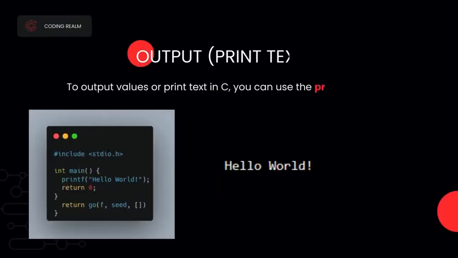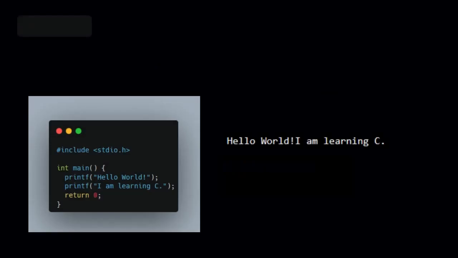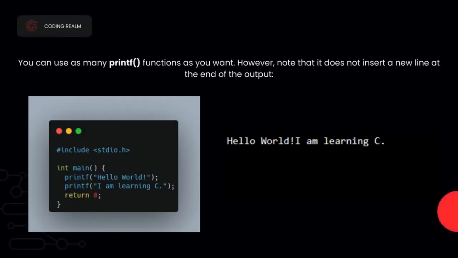Now, how to print text on the screen? To output values or print text in C, you can use the printf function. My goal in this program is to print Hello World on the screen. To print this message, I use the printf function in line 4. And this is the output after running my program. You can use as many printf functions as you want. However, note that it does not insert a new line at the end of the output. Look at this example, which shows how I can print two messages with two printf functions.